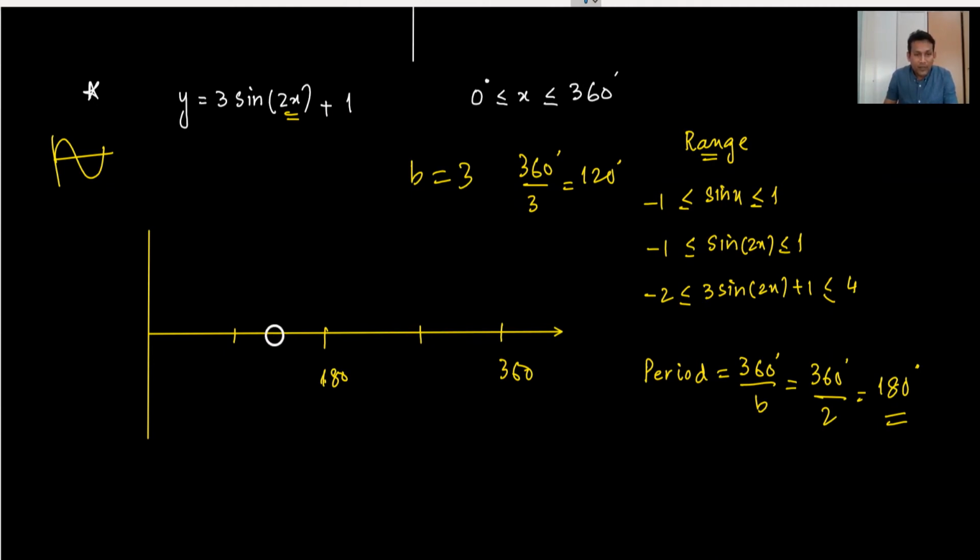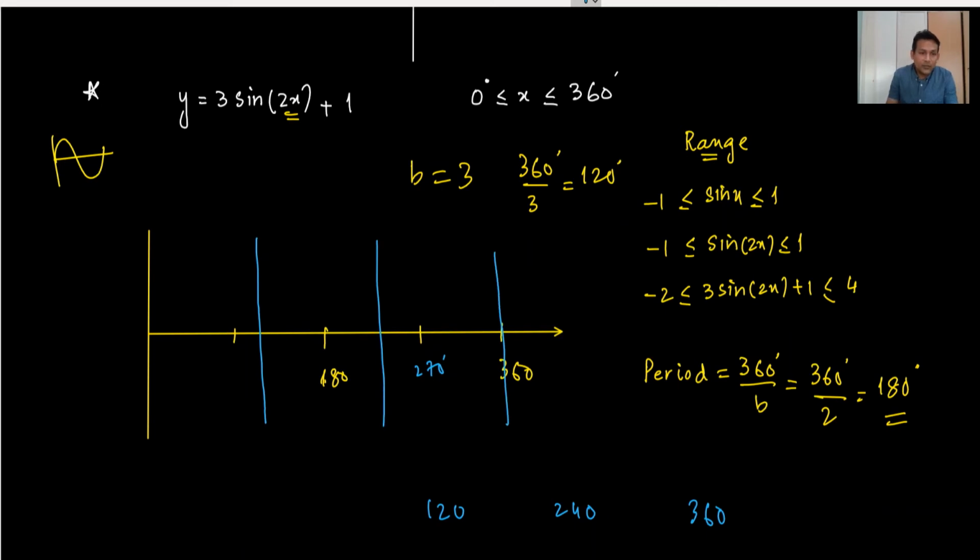Like 120 is a little bit here, and 120 and then 240, because 120 and 120 is 240. 240 and 120 is 360. Okay. So 120 should be here, then 240 should be here, and this is 360.